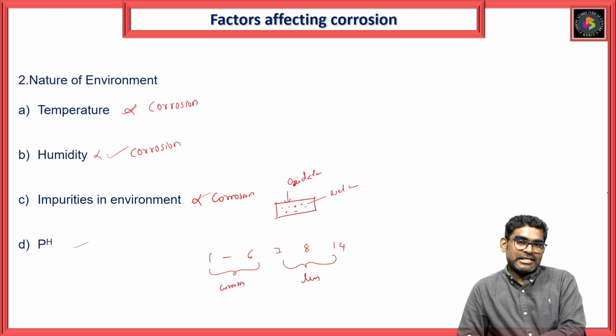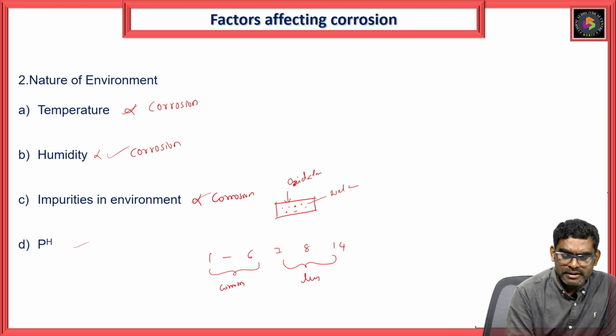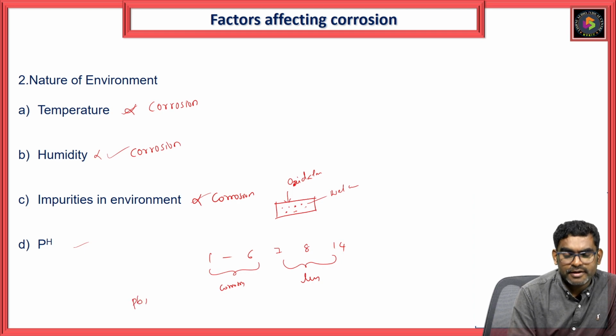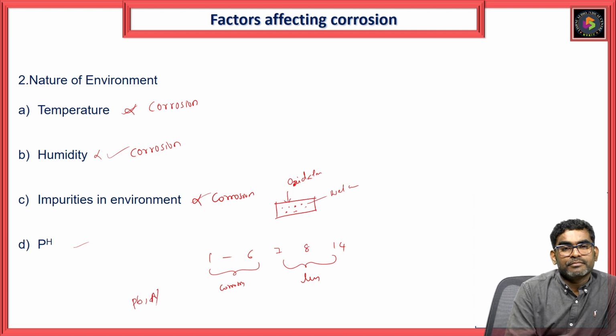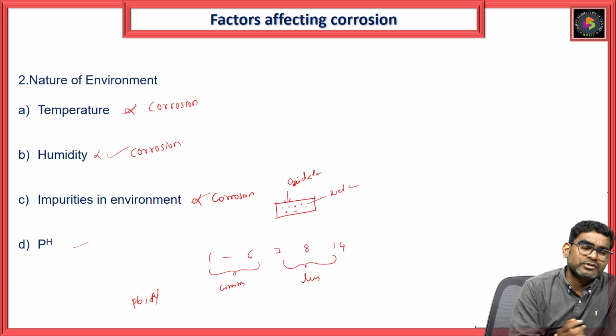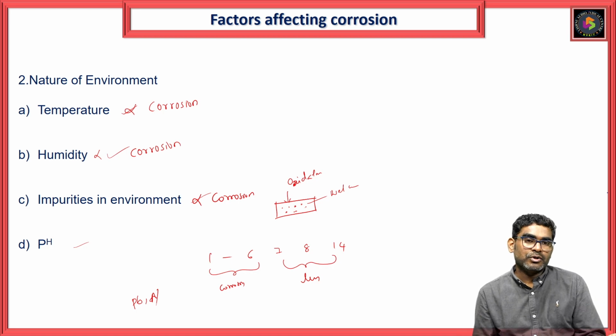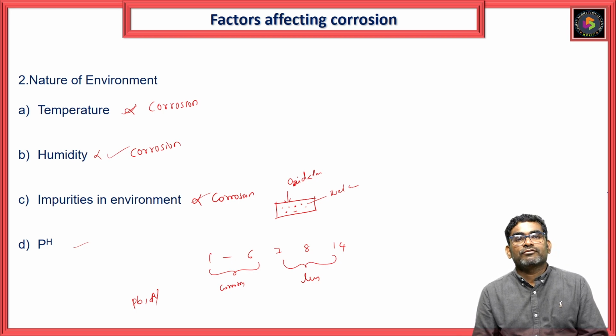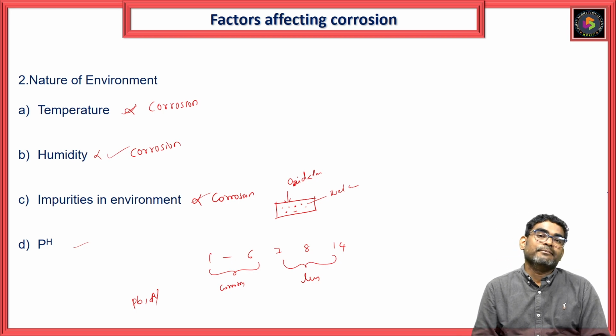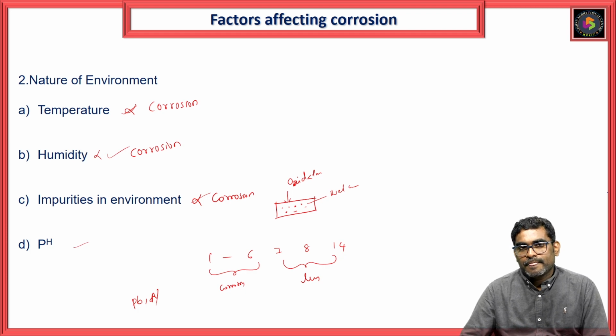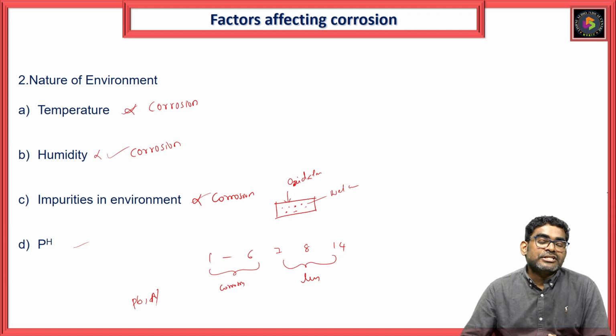But there are certain exceptions. There are some metals, suppose you take lead or aluminium. Due to their chemical nature, these metals undergo high corrosion in basic conditions. So there is an exception. But generally, most metals undergo more corrosion in an acidic environment and less corrosion in a basic environment.